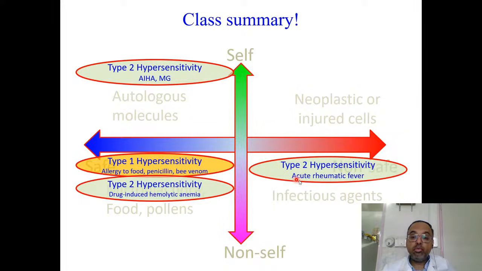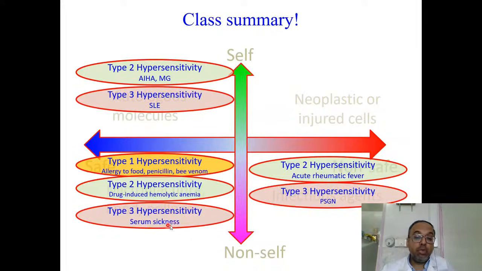What is the example of type 2 hypersensitivity for infectious agents? Well, it's acute rheumatic fever, antibodies against streptococcal antigens targeting the heart. For type 3 hypersensitivity, we can have type 3 hypersensitivity against safe entities which are non-self. Serum therapy and serum sickness, especially if the serum is derived from animals like horses, is an example of type 3 hypersensitivity against safe entities which are non-self.